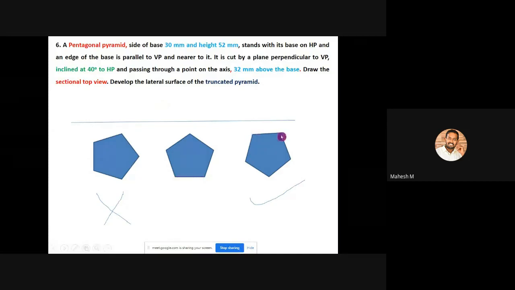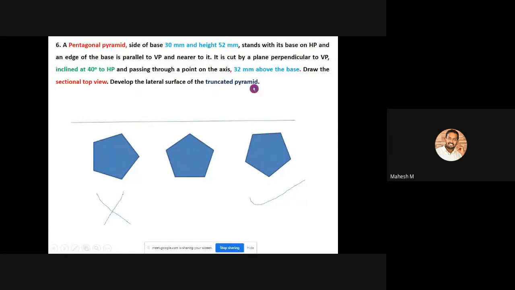So next look at this condition, nearer to it. Base edge is parallel to VP and nearer to it. In your previous problem, you discussed far away from VP. So you used this. So here you have to use this diagram because the edge is nearer to VP. So look at this, nearer to it. Okay. But you have to look at your previous condition. It was VP. So you can use this diagram.